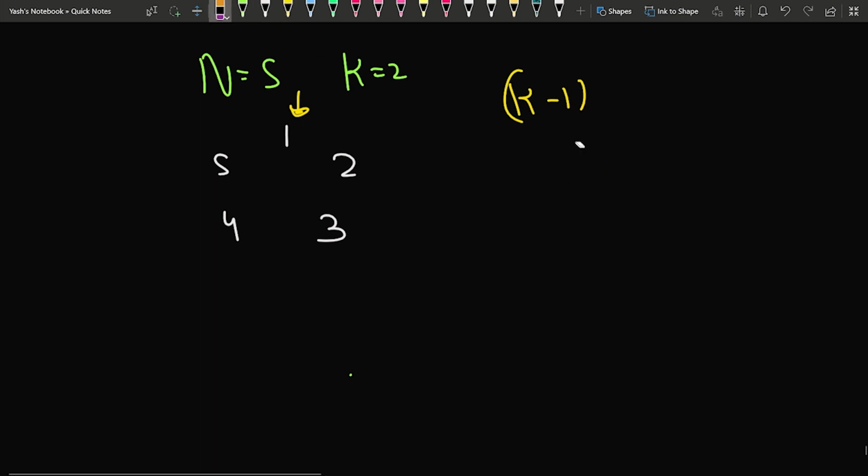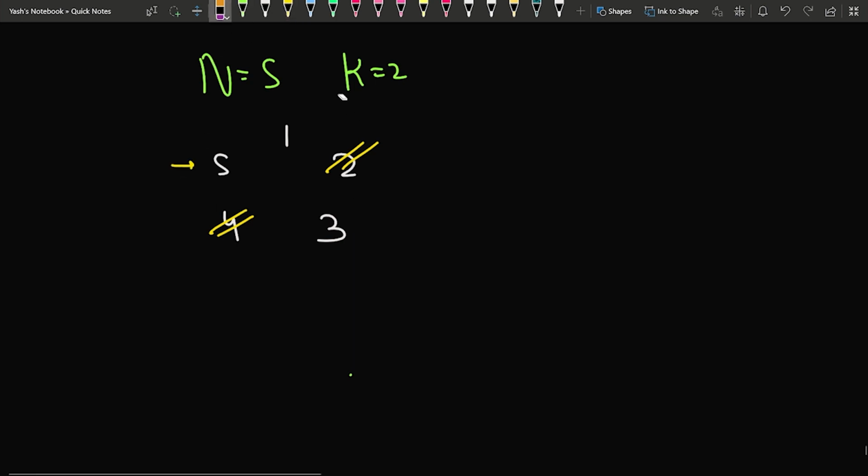So if I'm starting from here, the second person I have to kill. So if I'm at 1, this is the first person, then the second person is 2. So I'll kill 2. After that, I'll stand at 3 because 2 is now killed. When I'm standing at 3, again I'll kill every second person. So 3 is the first person, the second person is 4. So I'll kill 4. After that, I'll stand at 5 because I've killed 4.